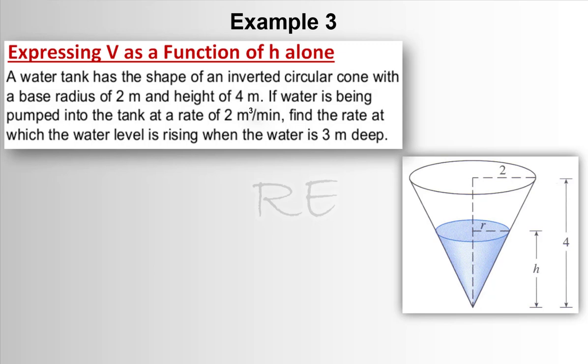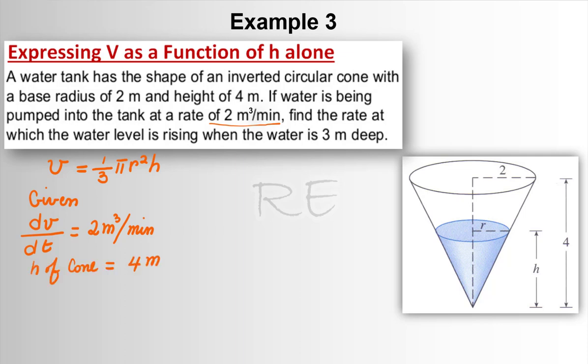The volume of a cone is equal to 1/3 pi r squared h. What is given? The rate of change of the volume of the pumped water is 2 m³ per minute. The height of the cone is 4 meters. They want the rate of change of the height when the height is equal to 3 meters.